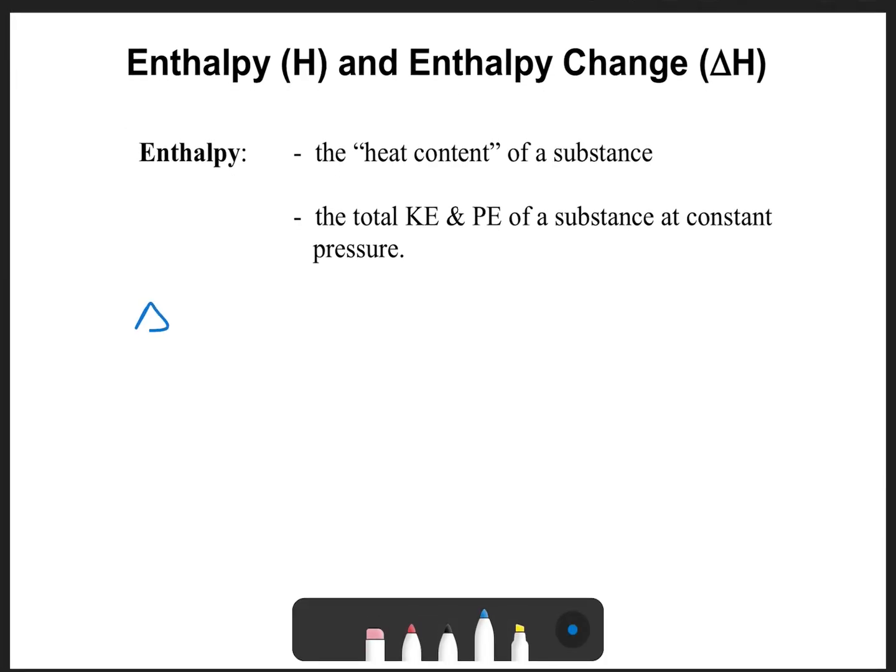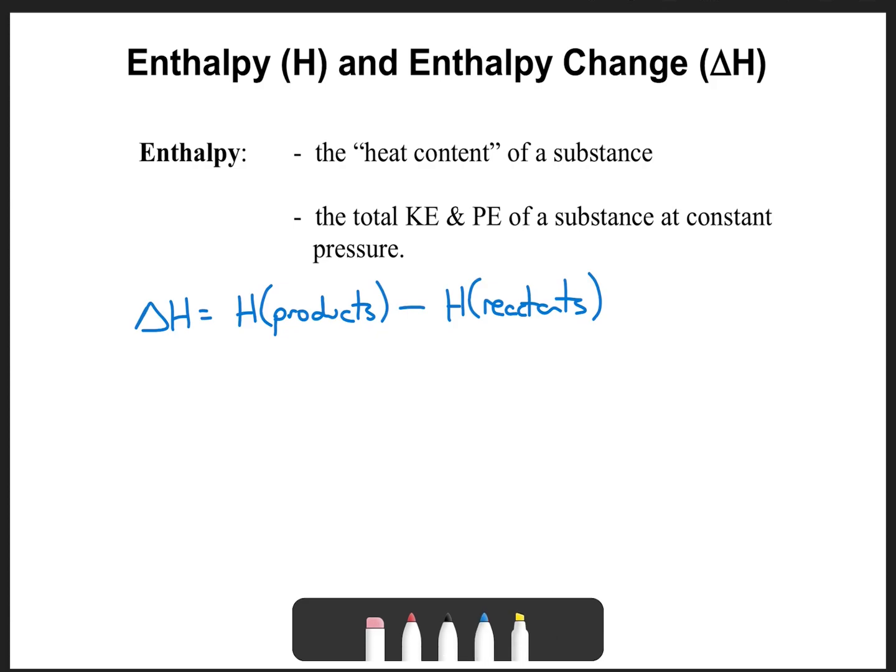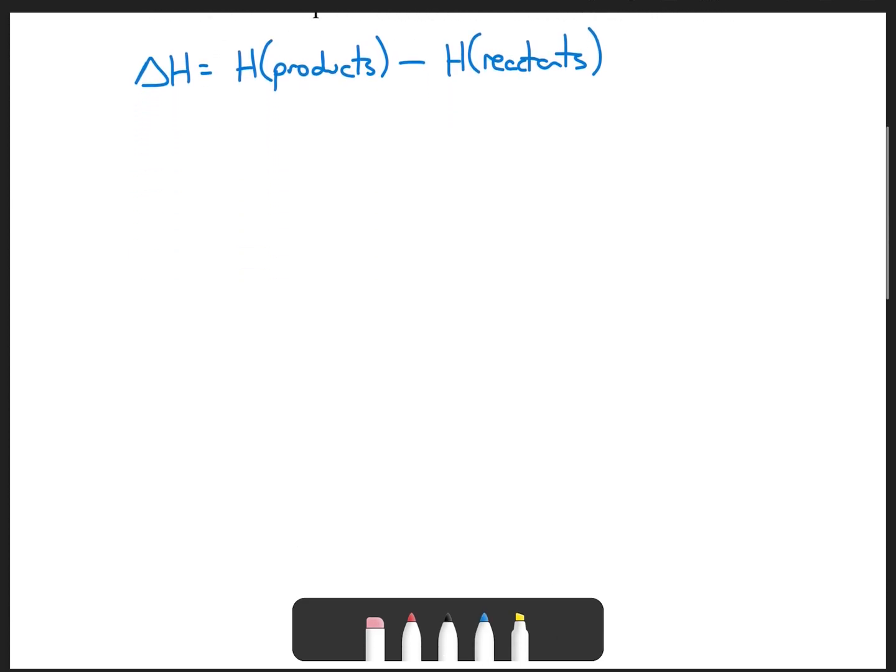Delta H is a value that can be calculated by taking the enthalpy of the products, subtracting the enthalpy of the reactants. When we think of the energy changes that take place in a chemical reaction, there are two types of changes taking place.